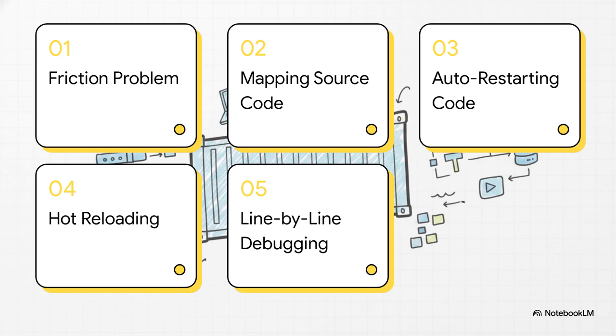Here's our roadmap for today. We're looking at: 1. The container friction problem. 2. Level 1, mapping source code. 3. Level 2, auto-restarting code. 4. Multi-language hot reloading. And finally, 5. Level 3, line-by-line debugging. Let's get right into it.